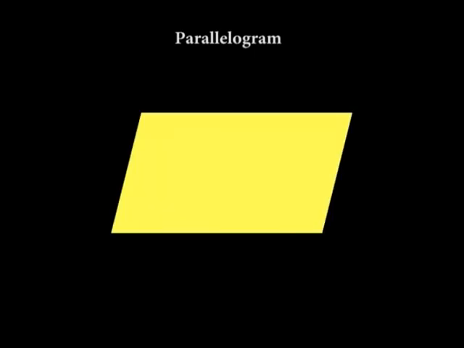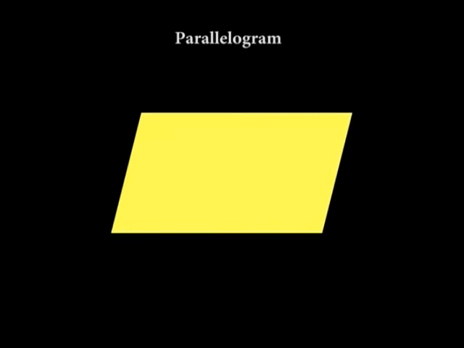Next chapter, area of polygons. Area of a parallelogram. A parallelogram is a quadrilateral in which each pair of opposite sides is parallel. That also means the opposite sides are equal.